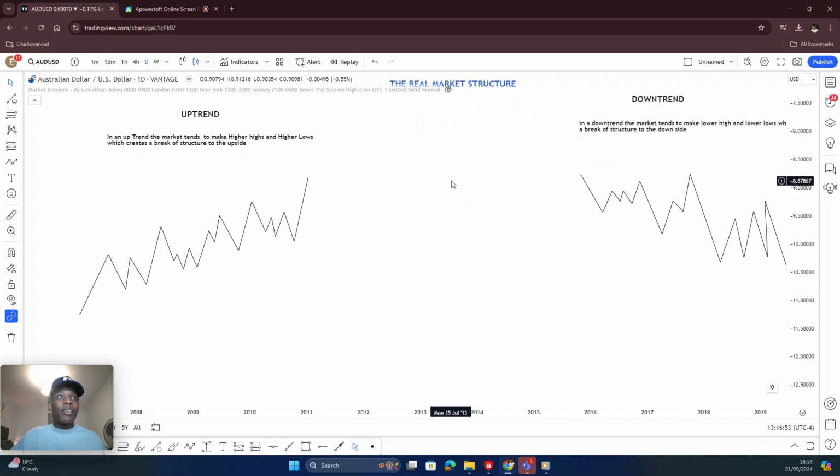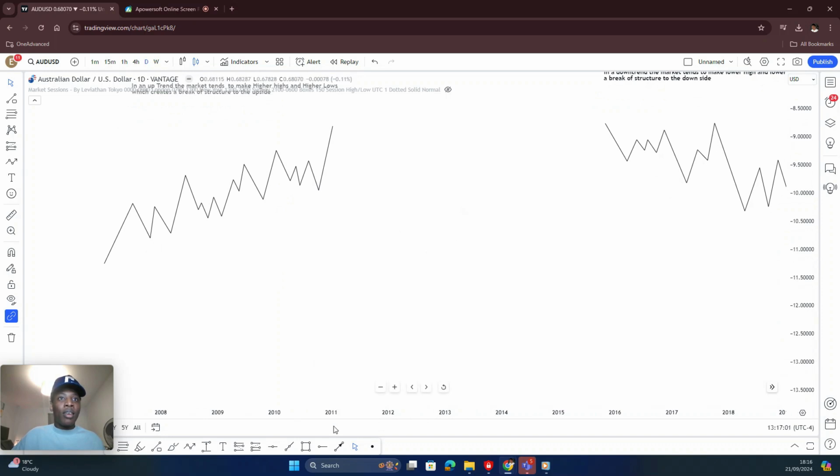Same thing again: in an uptrend, the market tends to make higher highs and higher lows, which creates a break of structure to the upside. Starting again, like we said in the textbook format, price will give you a push phase, then a pullback phase. But now this is where it gets very interesting. We know that we are in a push phase. This is the last point where the push phase ended, and now we have already pulled back here.